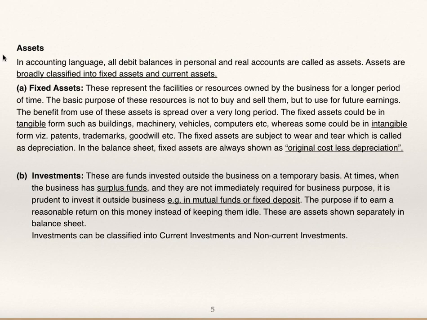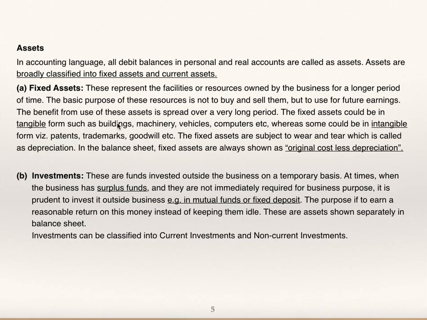Now we'll see assets. In accounting language, all debit balances in personal and real accounts are called assets. Assets are broadly classified into fixed assets and current assets. Fixed assets. These represent the facilities or resources owned by business for a longer period of time. The basic purpose of these resources is not to buy and sell them, but to use for future earnings. The benefit from use of these assets is spread over a very long period.